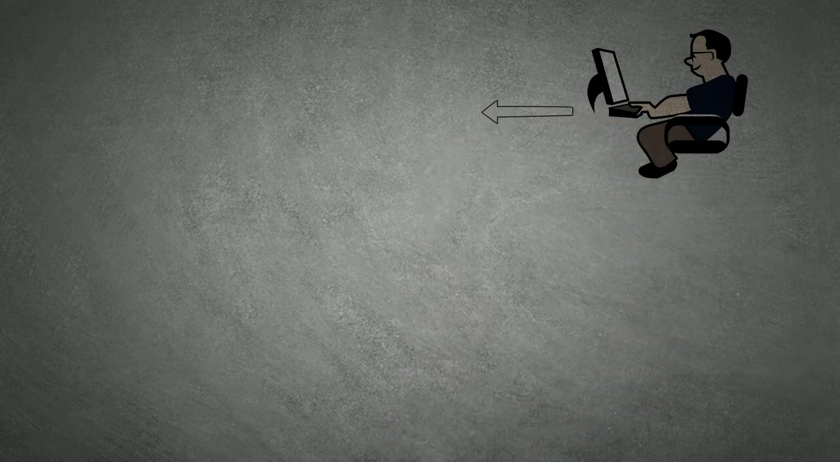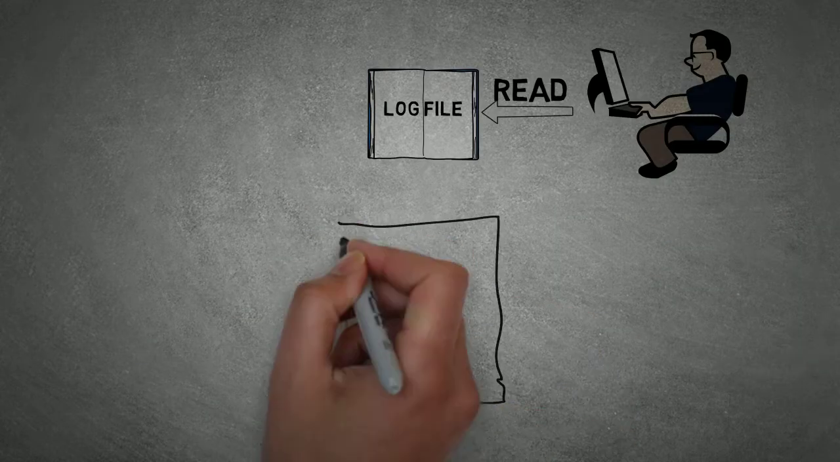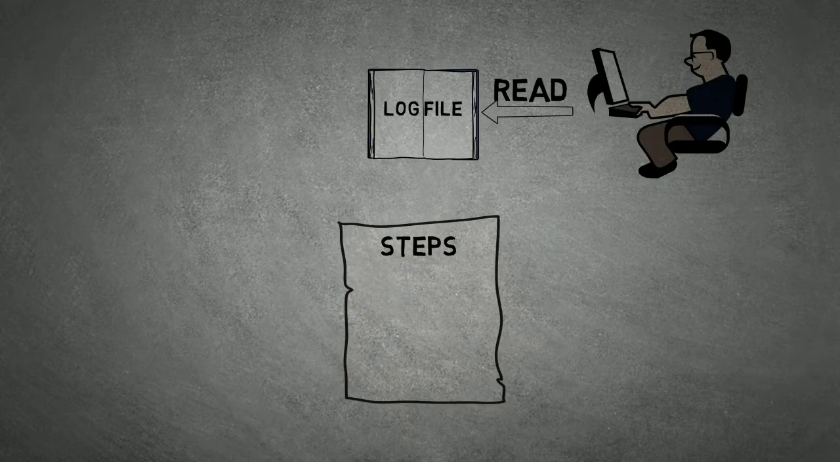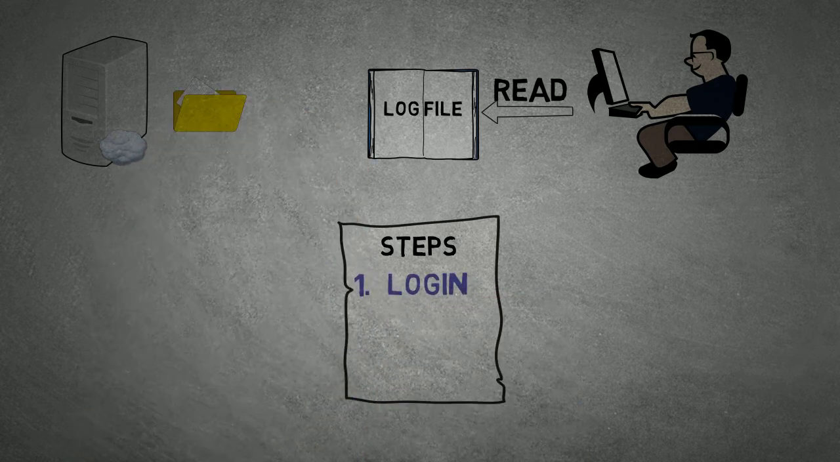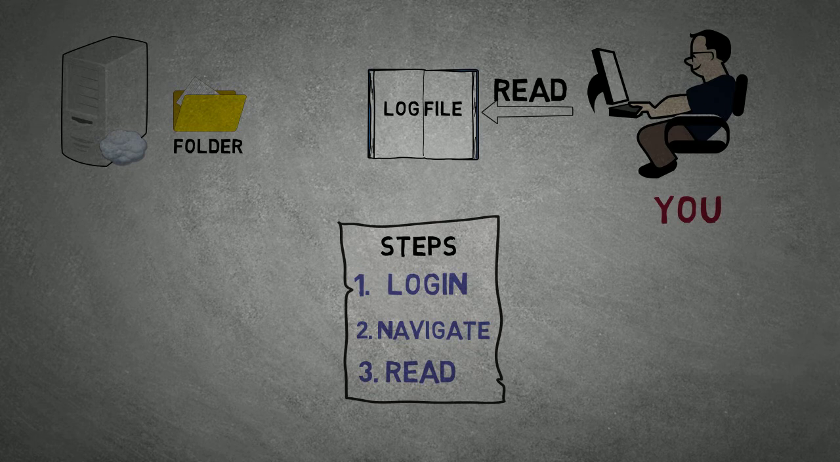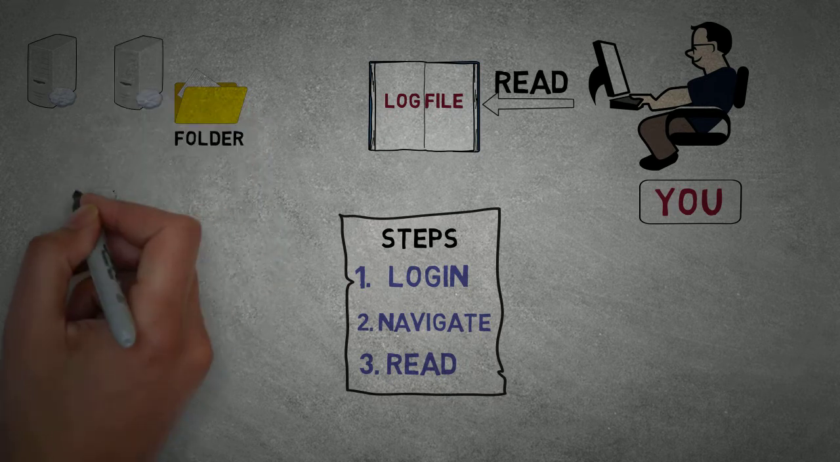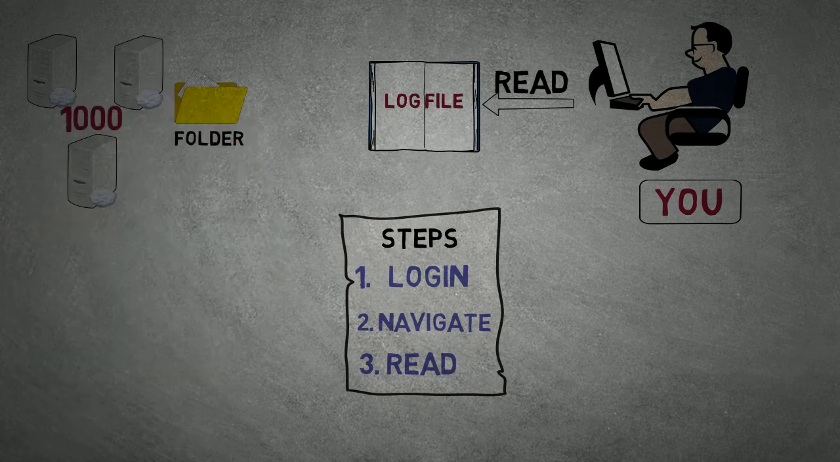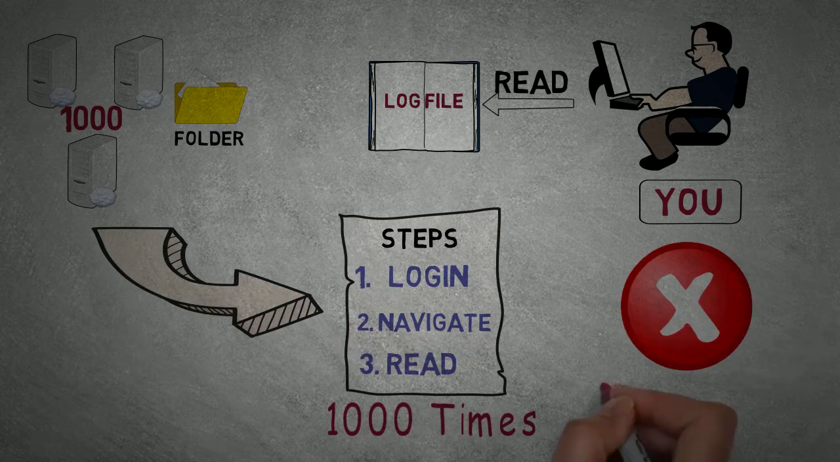So when an application developer wants to read his log file, he has to follow these steps. Firstly, he has to log into the server or computer where the application is running, then navigate to the folder or location where the log file is generated by the application, and finally read the log file. Now assume that you are the developer of an application and you want to read the log file. But what if your application is running on thousands of servers or computers? Then you have to perform these steps 1000 times, and this is the problem.